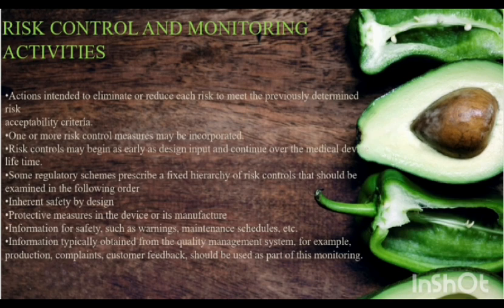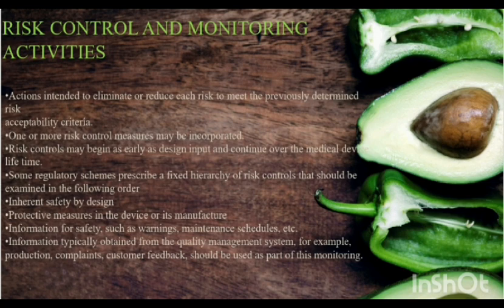Next, risk control and monitoring activities. Here the actions are taken in order to eliminate or reduce each risk to meet the previously determined risk acceptability category. At the same time, some regulatory schemes prescribe a fixed hierarchy of risk control that should be examined in the following order. First, we have inherent safety by design. Protective measures in the device or its manufacture must be checked. Information for safety, such as warnings and maintenance schedules, should also be noted.